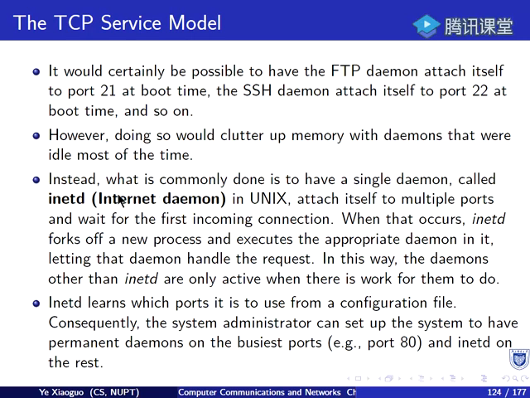Instead, what is commonly done is to have a single daemon called inetd. Inetd in Unix attaches itself to multiple ports and waits for the first incoming connection. When that occurs, inetd forks off a new process and executes the appropriate daemon in it, letting that daemon handle the request. In this way, the daemons other than inetd are only active when there is work for them to do.